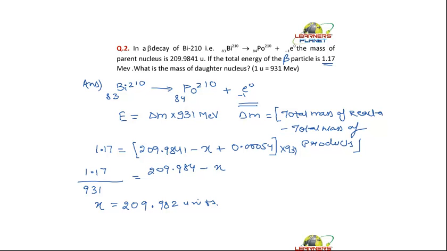See, the mass difference is very, very less. It is 0.984 and this is 0.982. So this is 209.98. So this would be the thing.